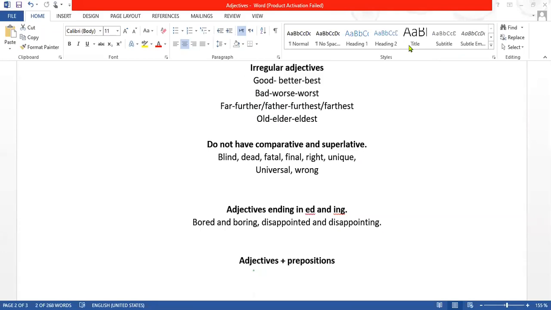Okay. And then there are these other adjectives that do not have a comparative and superlative form. For example, blind, or dead. How can you say he's more dead, or he's the most dead person? No, dead is dead, right? We cannot have comparative degrees for such adjectives. Final, right? It is final. It is already a kind of superlative degree. So we cannot have comparative and superlative degrees for a few adjectives, like unique. You can never say he's uniquer or more unique. Do you guys get it?